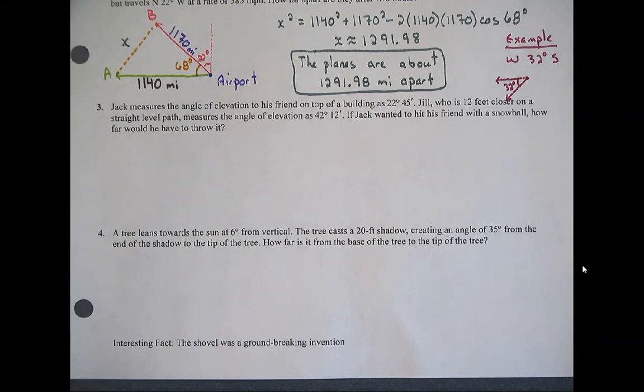Jack measures the angle of elevation to his friend on top of a building as 22 degrees 45 minutes. Jill, who is 12 feet closer on a straight level path, measures the angle of elevation as 42 degrees 12 minutes. If Jack wanted to hit his friend with a snowball, how far would he have to throw it?